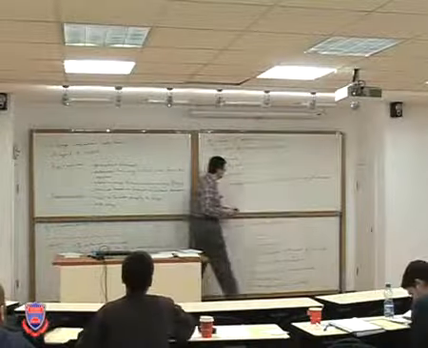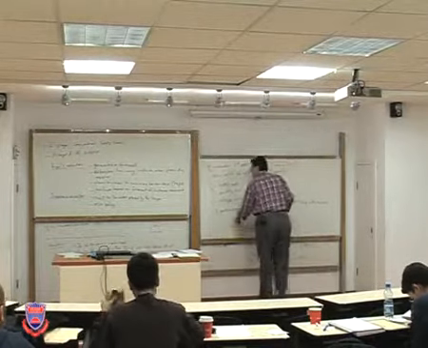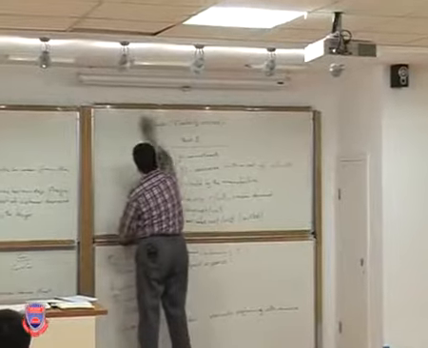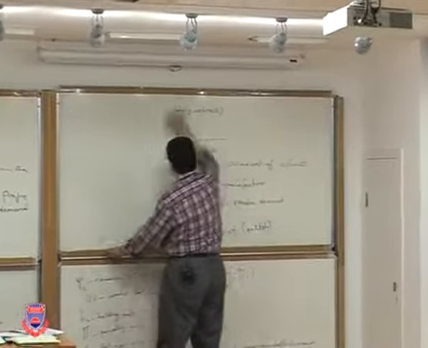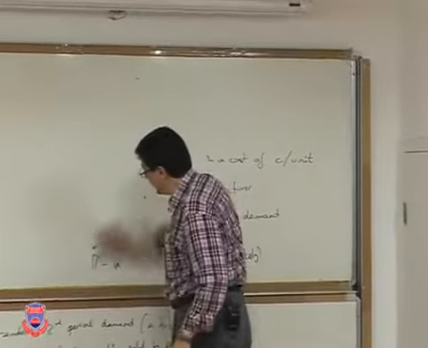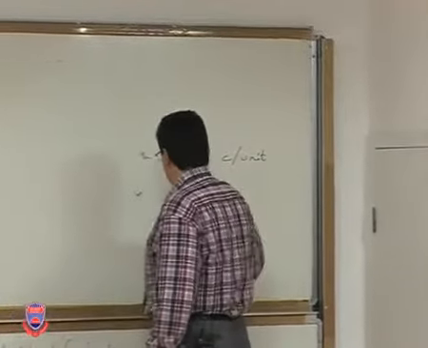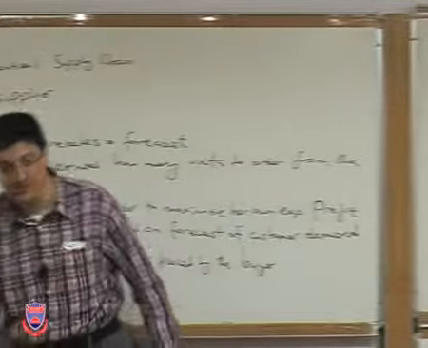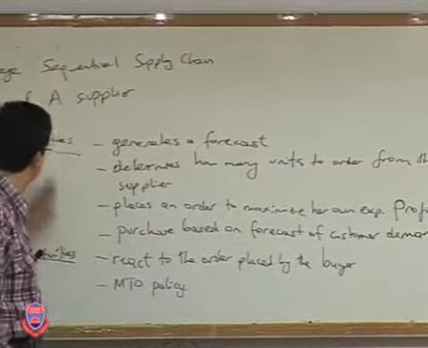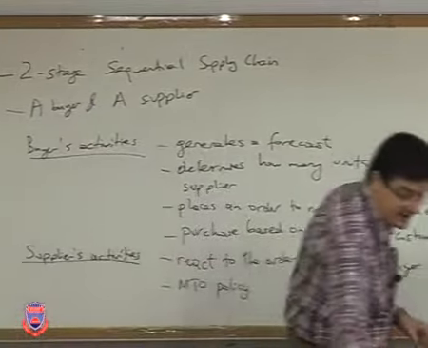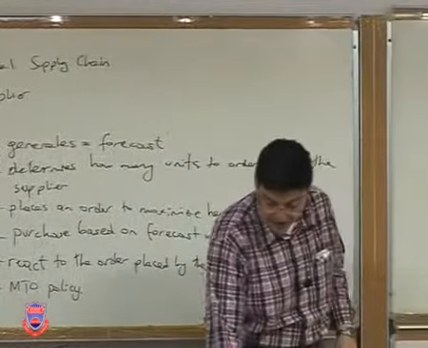Now let me continue with this general framework. In this general structure, the first thing that I will do is talk about the centralized problem. In other words, what happens if the supplier and buyer are part of the same firm? So that's the centralized solution.